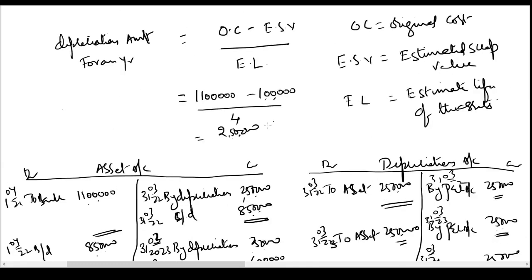So what is the formula for calculating depreciation in the straight line method? Original cost minus estimated scrap value divided by estimated useful life of the asset. Thank you.